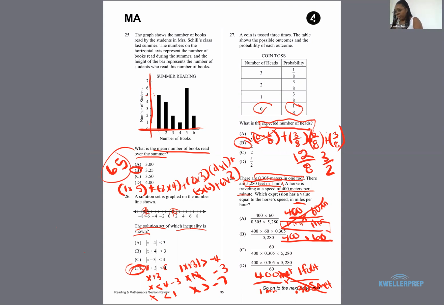You need to go from feet to miles. So what you do is you multiply that value by 1 mile has 5,280 feet. And now you've canceled the feet out. And now you're in miles. So how does this look when we put it all together? Well, you have the 400 times the 60 in the numerator. And then you have this 0.305 and the 5,280 in the denominator.